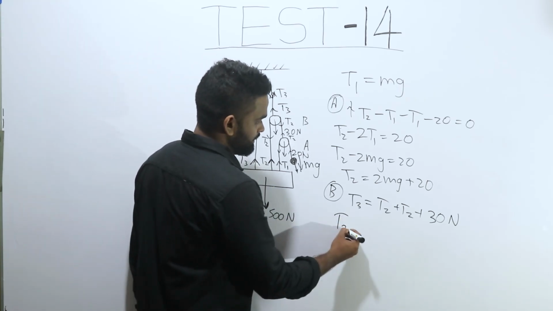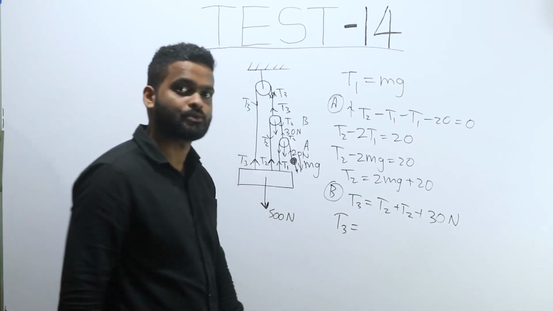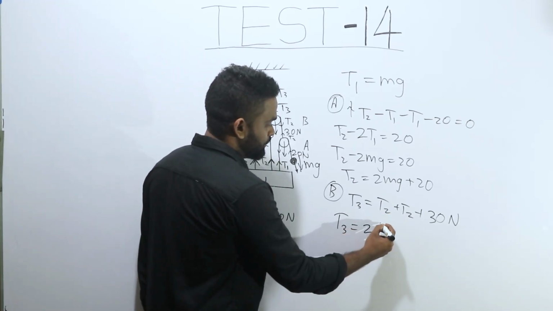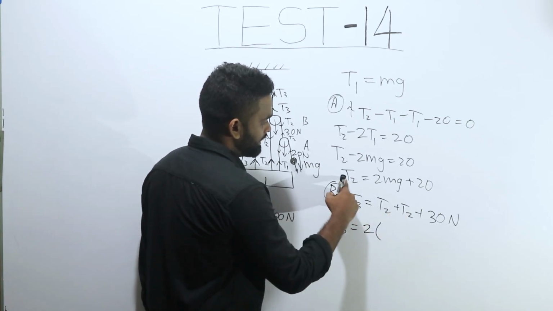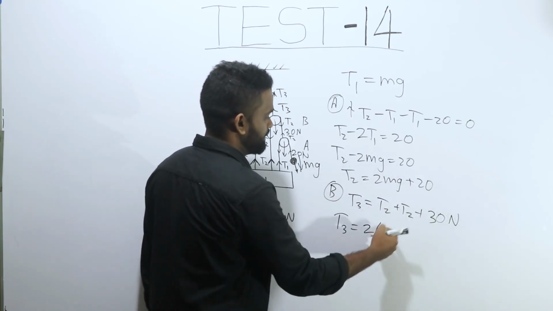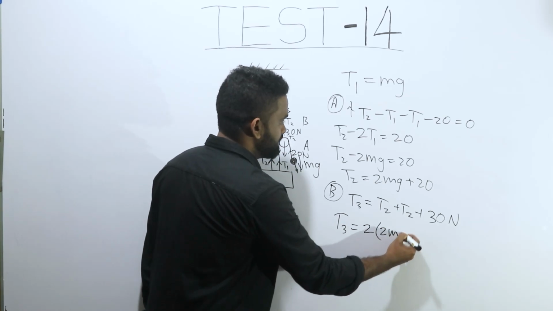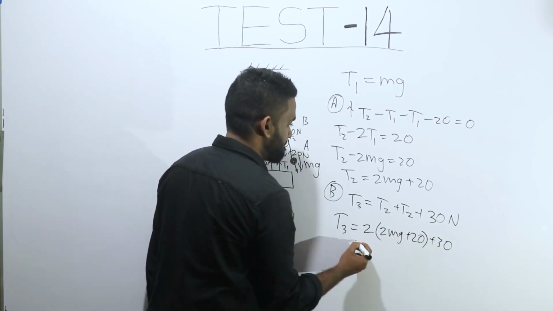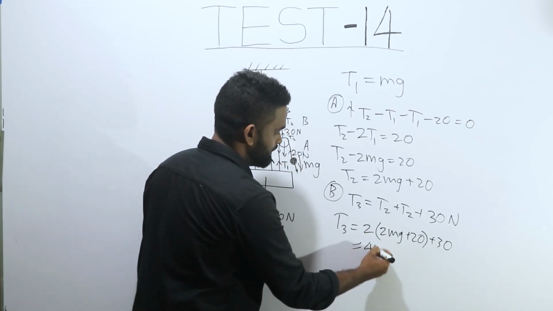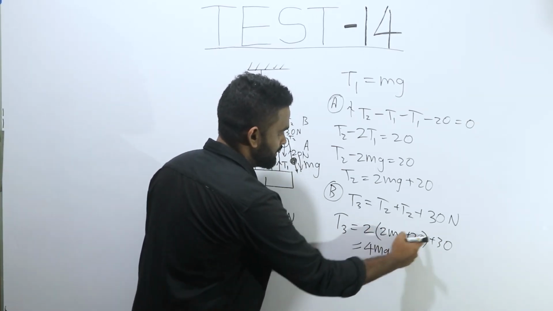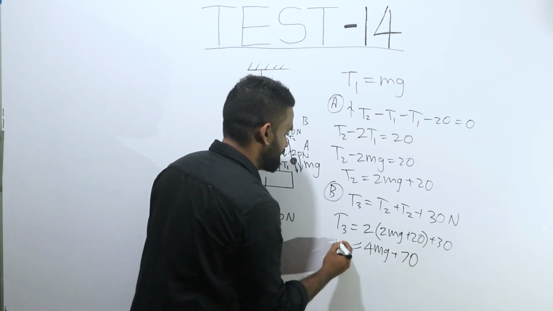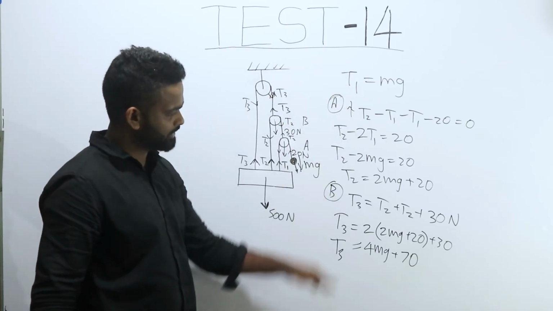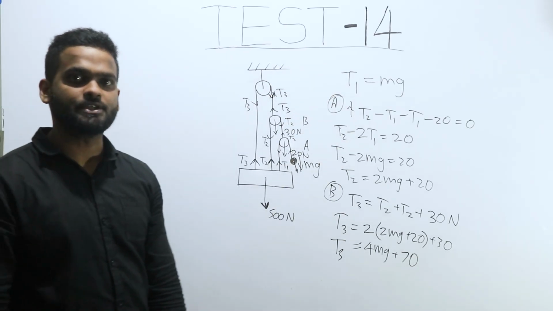So T3 equals 2 times T2, which we found actually. I can substitute this T2 here: 2 mg plus 2 times 20, plus 30. So this is 4 mg plus 40 plus 30, 70. So this is T3. Now we found T1, T2 and T3 in terms of mg.